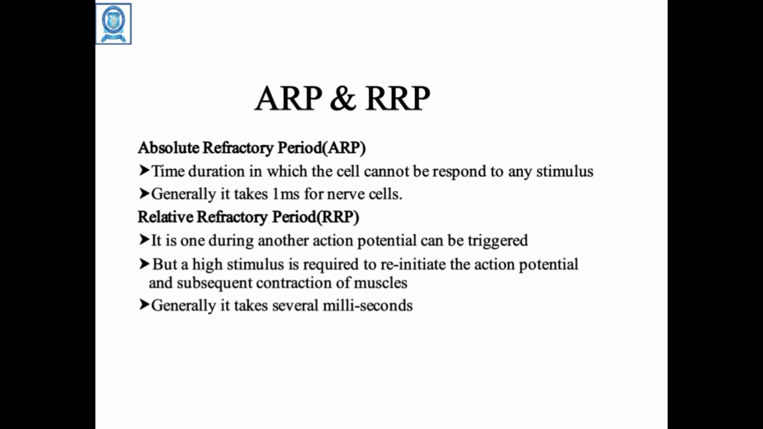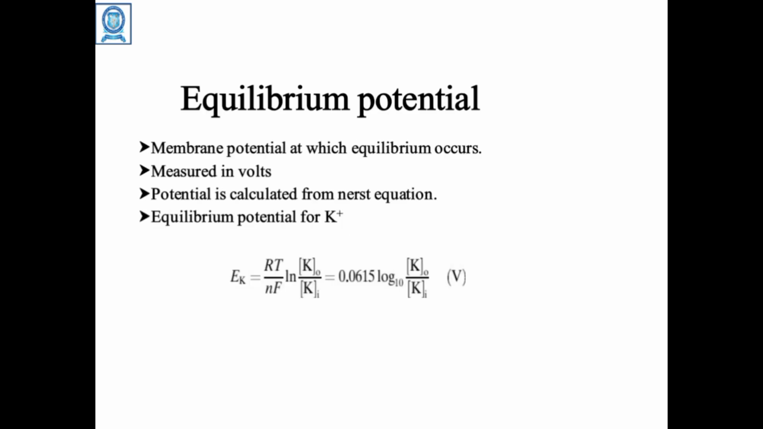It is the time duration during which the cell cannot respond to any stimulus. Generally it takes 1 millisecond for nerve cells. Relative refractory period: during this time another action potential can be triggered, but a higher stimulus is required to reinitiate the action potential and subsequent contraction of the muscles. Generally, it takes several milliseconds.